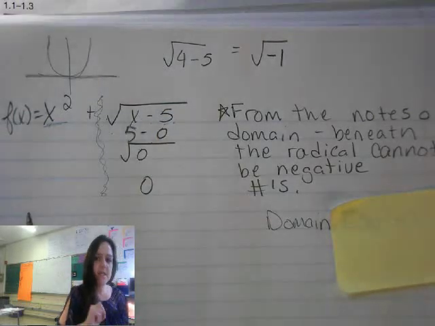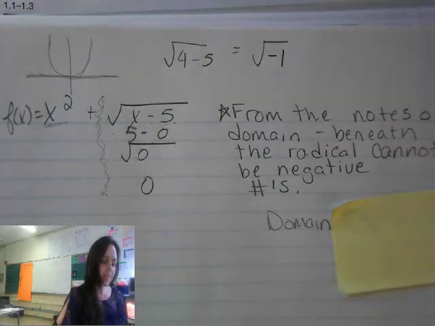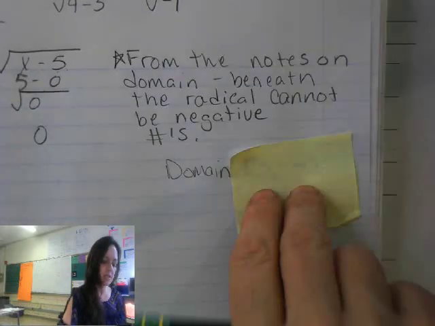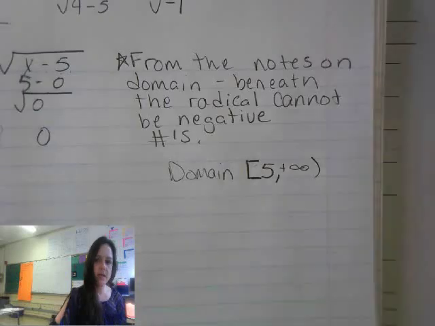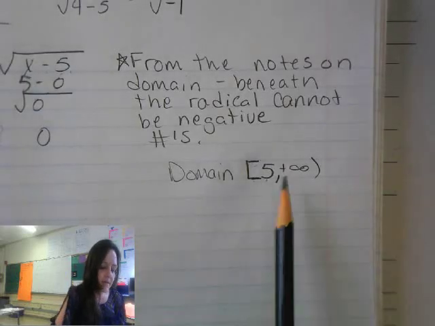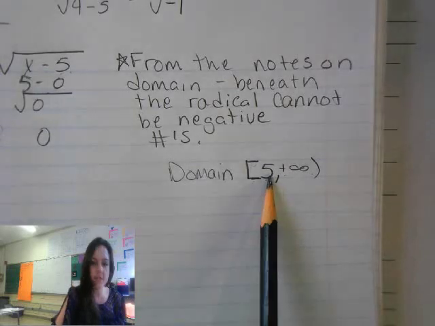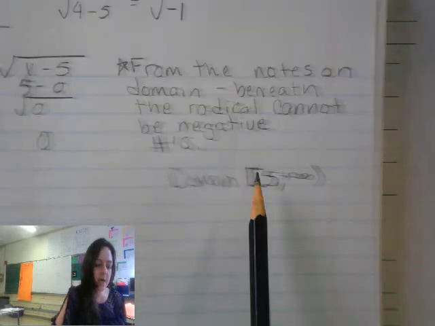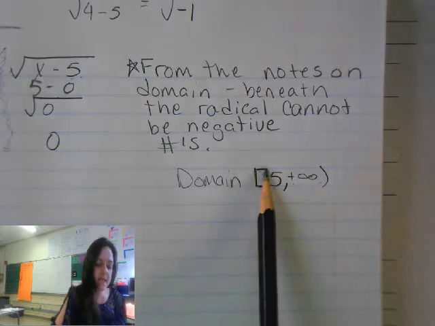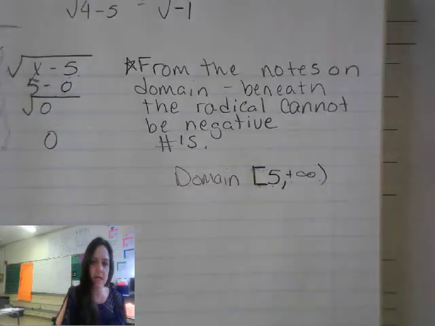So when we write our domain for this function, the domain in interval notation is going to look like 5 to positive infinity. 5 is the smallest number that can be in this domain, but we use the square brackets because it can actually be the number 5. It cannot be anything lower than 5.